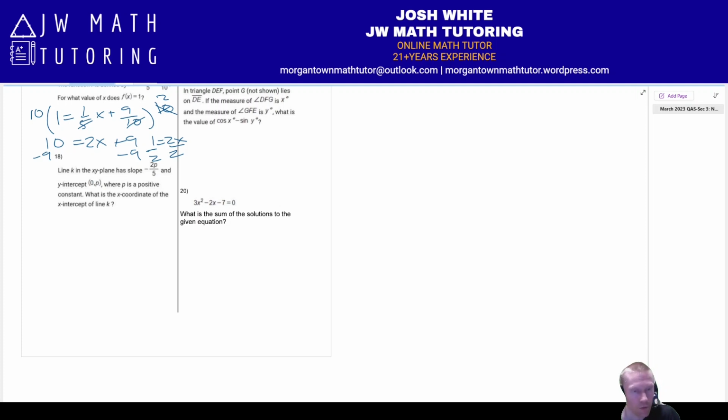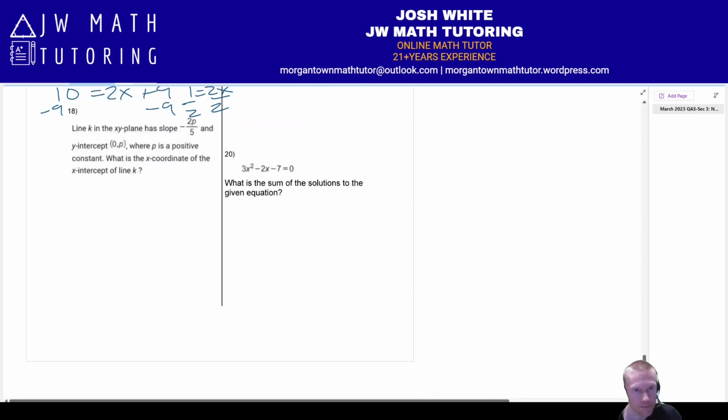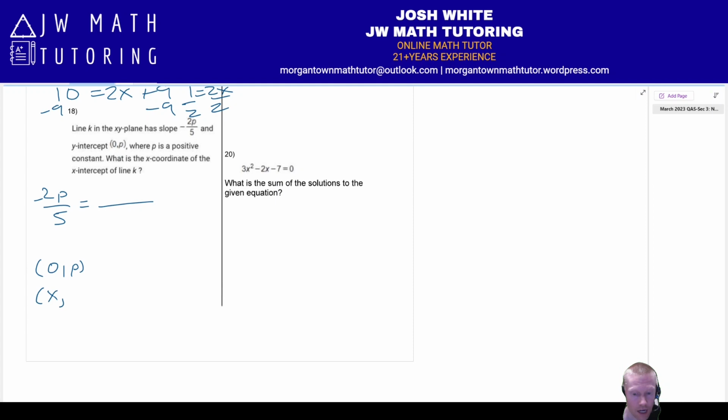So the theoretical way I would do this, zoom out to make it a little larger here, would be to say, okay, the slope, which is negative 2p over 5, is equal to y2 minus y1 over x2 minus x1, right? The 2 points I'm going to use are going to be the x-intercept and the y-intercept. So the y-intercept is 0 comma p. The x-intercept is x comma, sorry, x comma 0. We know that the y value is 0. It's the x value that we don't know.